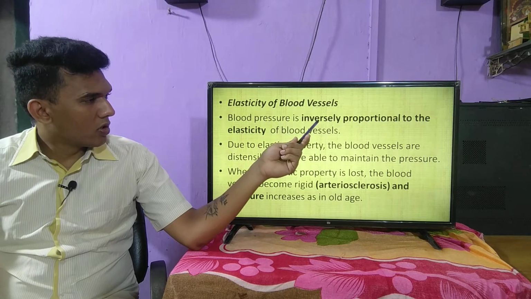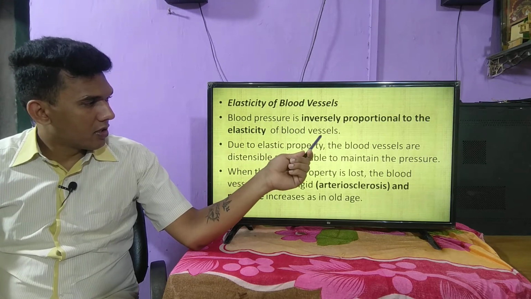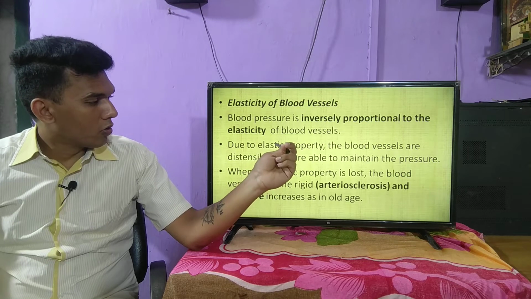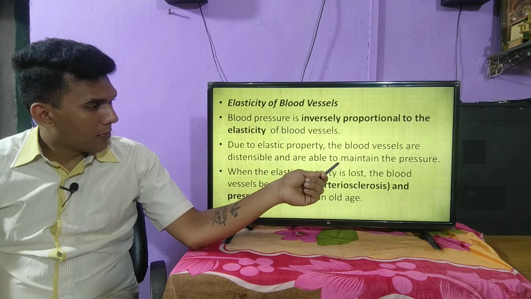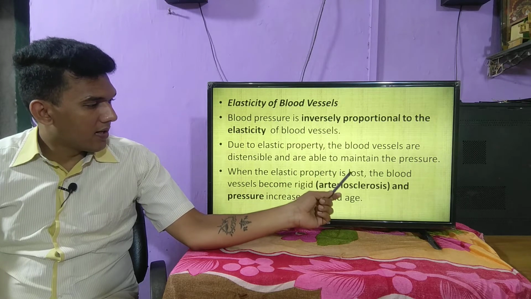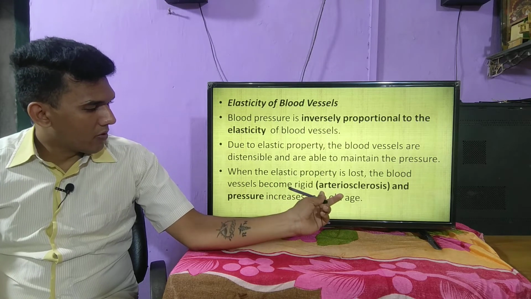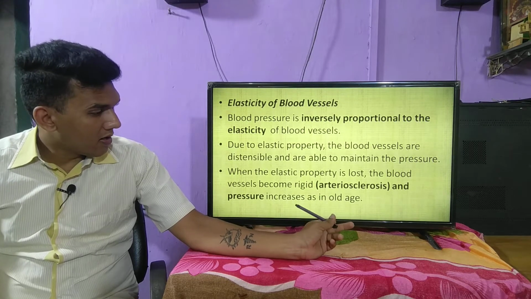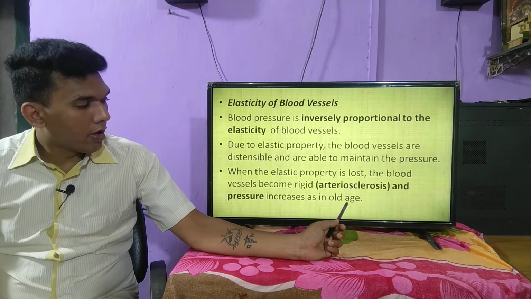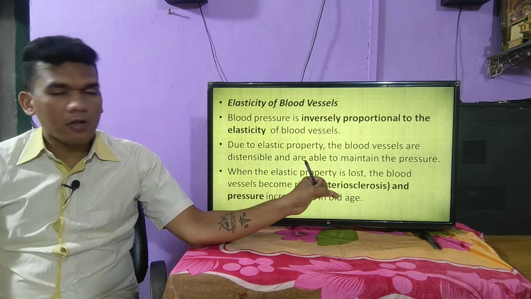Blood pressure is inversely proportional to the elasticity of the vessels. Due to elastic property, the blood vessels are distensible and are able to maintain the pressure. When the elastic property is lost, the blood vessels become rigid, which is called arteriosclerosis, and pressure increases in old age. Usually this phenomenon happens in old age.